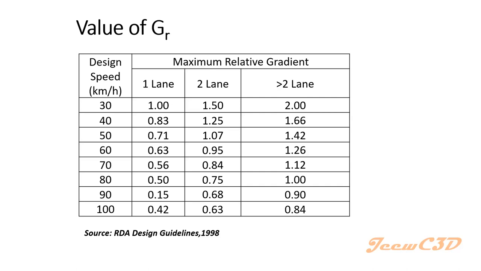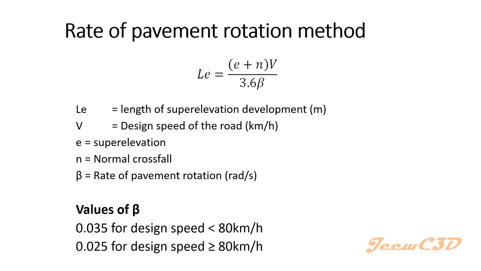Now we are moving on to the other method, which is the rate of pavement rotation method. In that method, we define the super elevation development length as LE equals (E plus N) into V over 3.6 beta. LE is the super elevation development length. The E plus N term, as I told you earlier, implies how much change in the super elevation occurs in this transition or in this super elevation development length. It is the same thing we learned in the relative gradient criteria.